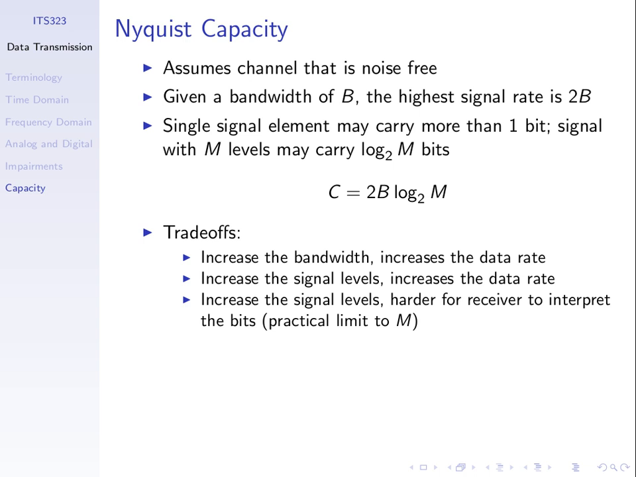If you go work for a company and you need to buy a communications link, okay? And someone's trying to sell you the technology, and they say that the bandwidth of this link is 1 megahertz, and we're using a signaling scheme with just two levels, and they say we can get a data rate of 10 megabits per second. Do you buy it?